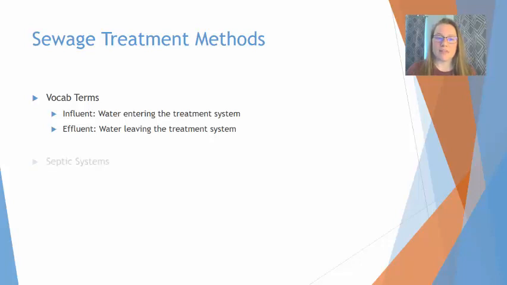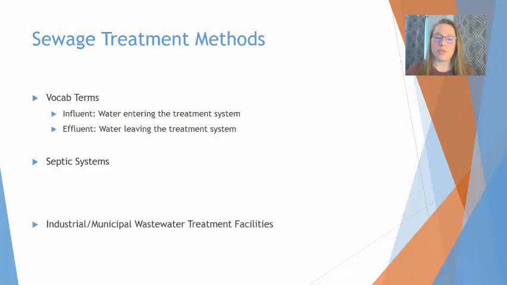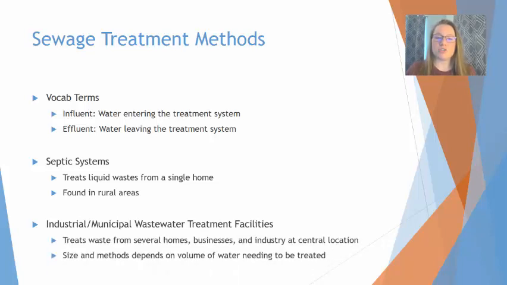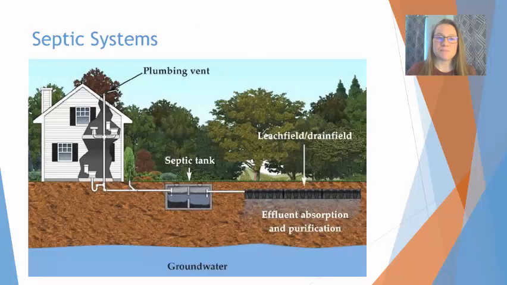Now there's two main methods. We have septic systems and we have the industrial or municipal wastewater treatment facilities or the sewage treatment plants. Now a septic system treats the waste oftentimes from one single home, and these are usually found out in rural areas. The larger treatment facilities would treat the waste from several homes or entire communities at one central location, and the size and some of the methods that are used really depends on that volume of water that's coming into the treatment facility that needs to be processed.